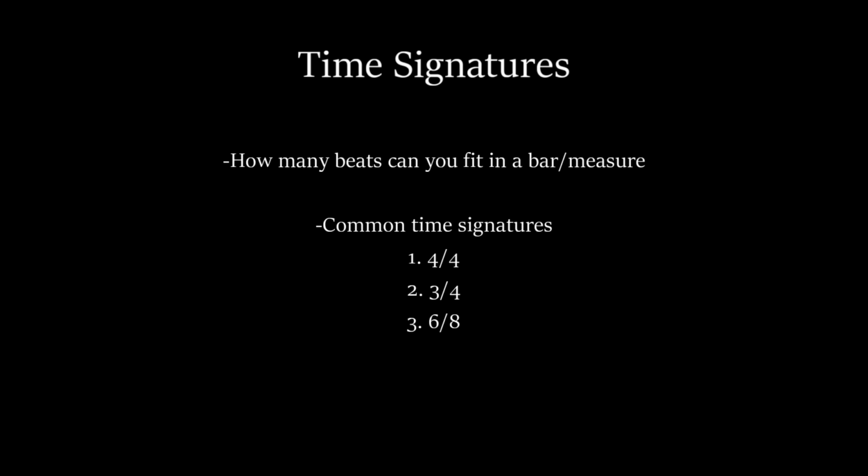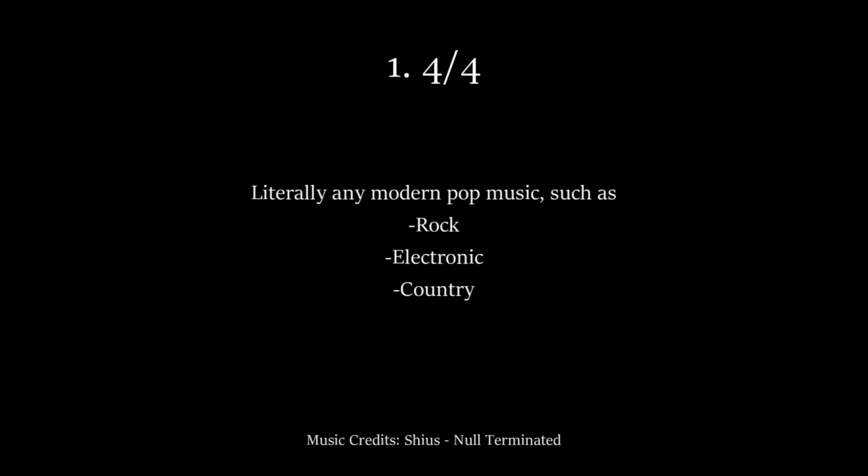Another thing I'd like to talk about is the time signature. What I was saying about 4x4, 3x4, 6x8, they're all just how many beats you can fit in, well, a bar. So 4x4 means you can fit 4 beats by 4 in a bar. And this literally is with any modern pop music such as rock, electronic, country.